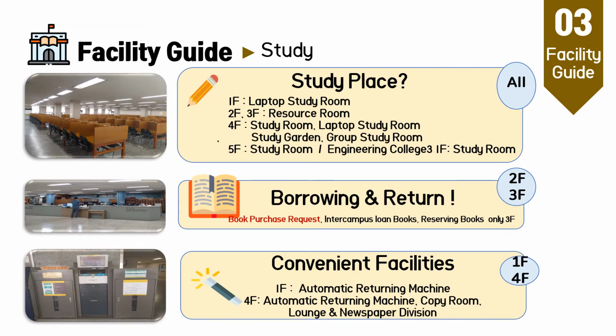As a place for study, laptop study room and study room are located on the 1st, 4th, and 5th floors, and there is also study room on the 1st floor of the College of Engineering Building 3. Group study room, study garden, lounge, and the copy room are located on the 4th floor. Borrowing and return can be made at Subject Resources Room Desk, located on the 2nd and 3rd floors. You can return books using automatic returning machine before and after operation hours.